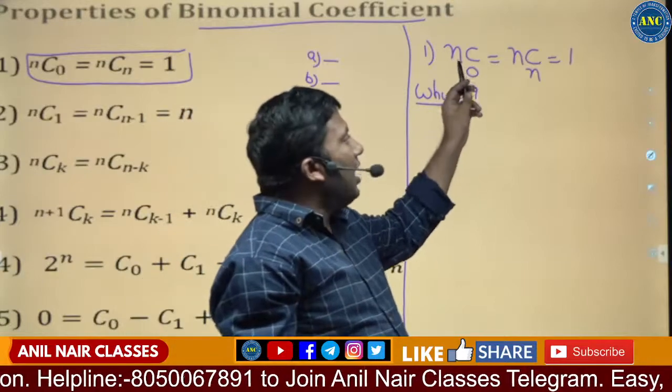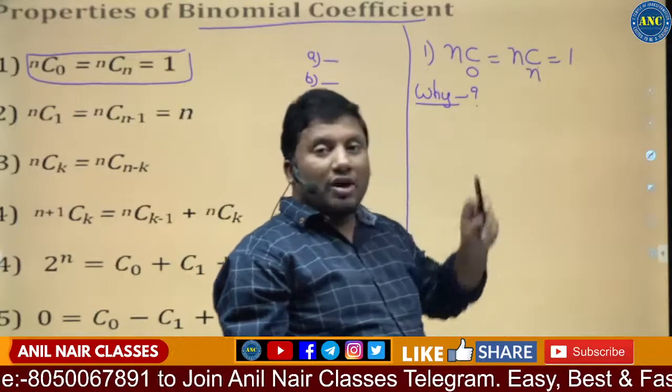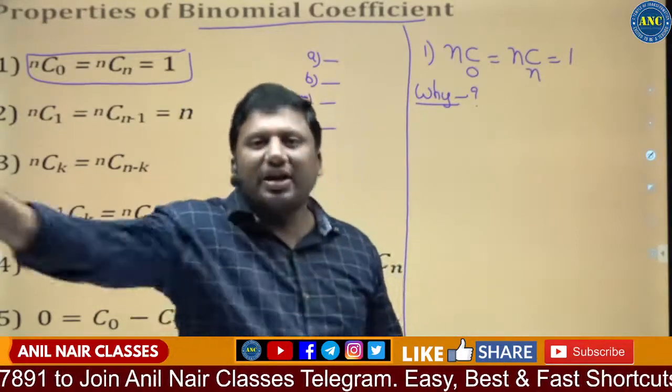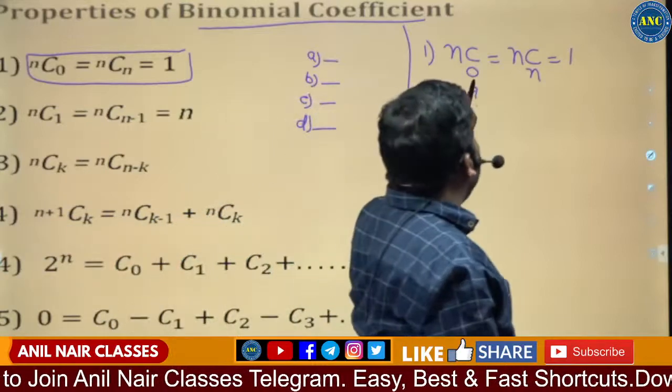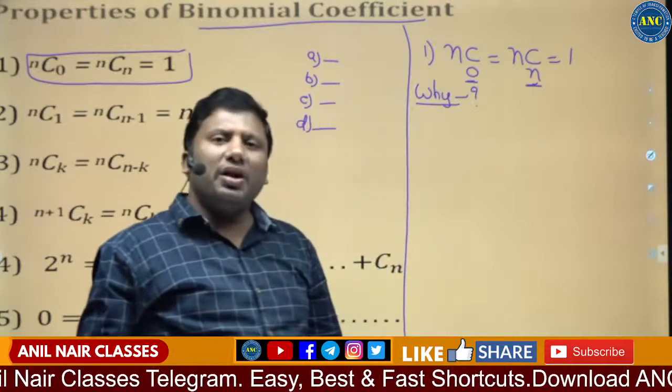Out of n, I am not selecting any. How many ways can I do it? One way. If I am not selecting any, that means I am rejecting all. Not selecting any is nothing but rejecting all. So in how many ways?